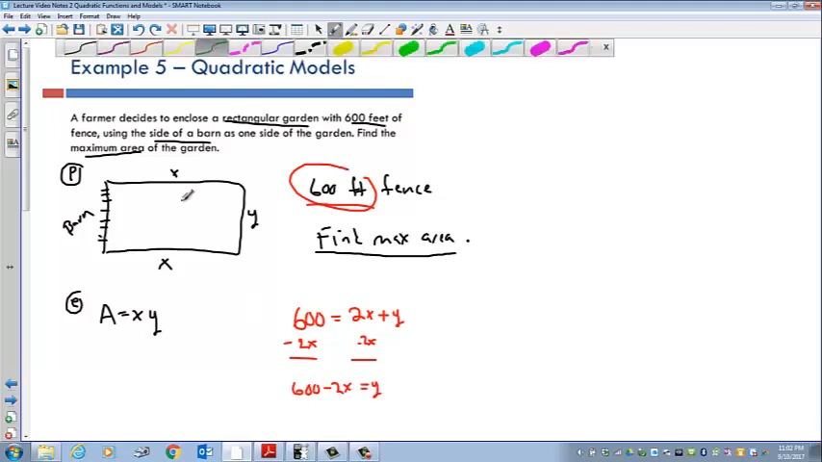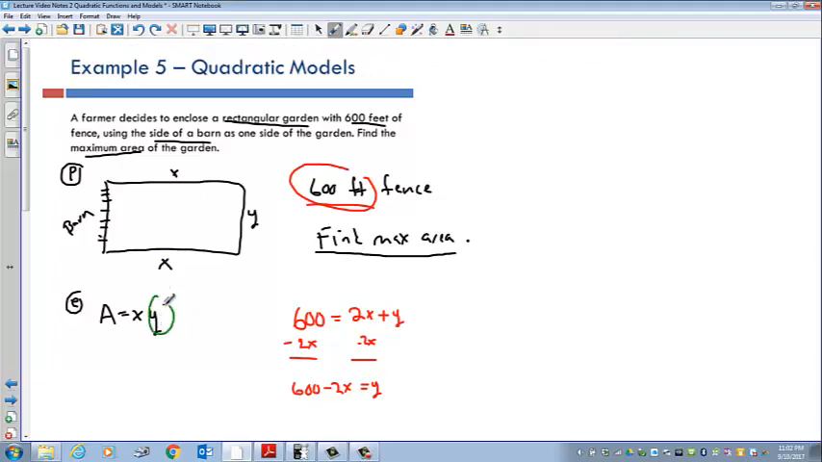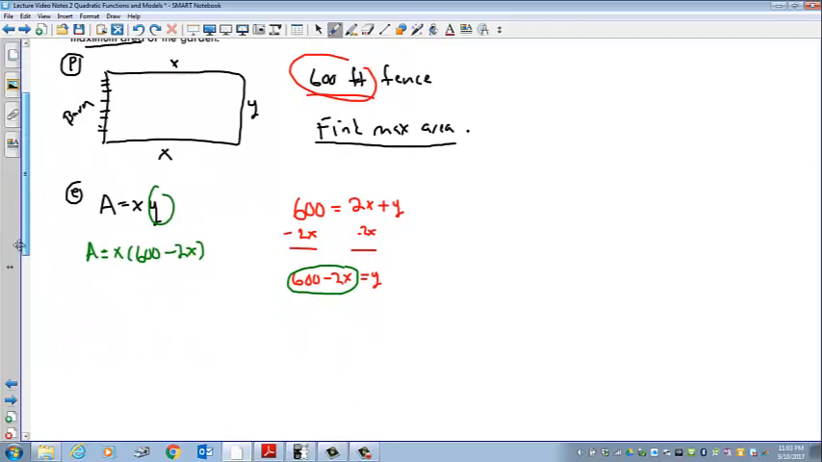And then the idea is we can take this y and replace it with what it's equal to, 600 minus 2x. So A will be equal to x times (600 minus 2x). And now this is a formula that we can graph. And it's a quadratic formula because when you multiply through by the x, you get 600x minus 2x squared. So it's clearly quadratic. But all we need to do is take out our calculator to solve the problem.